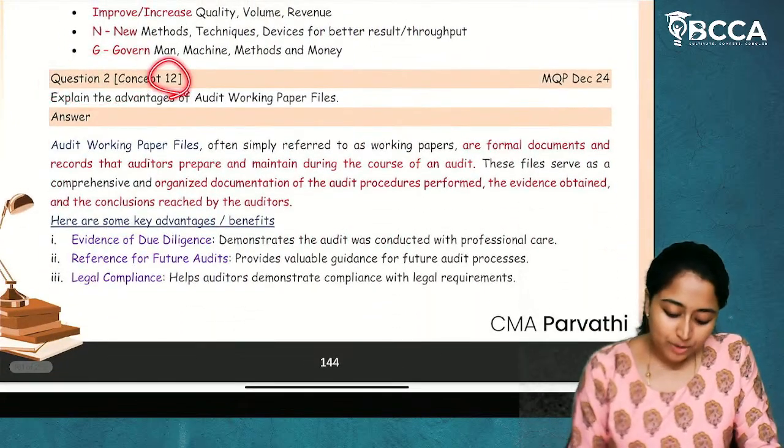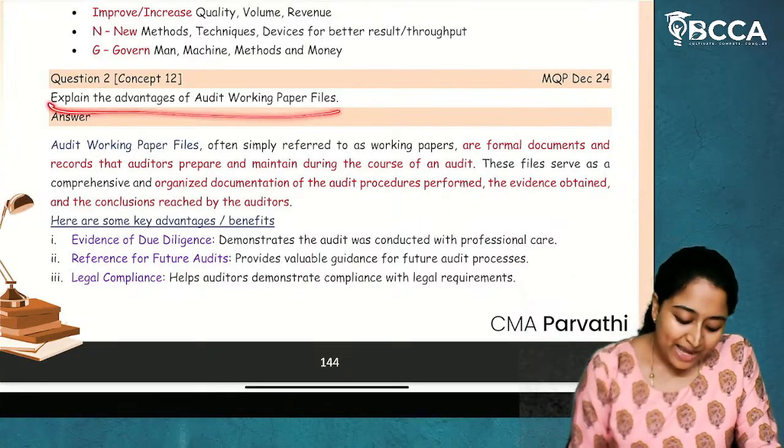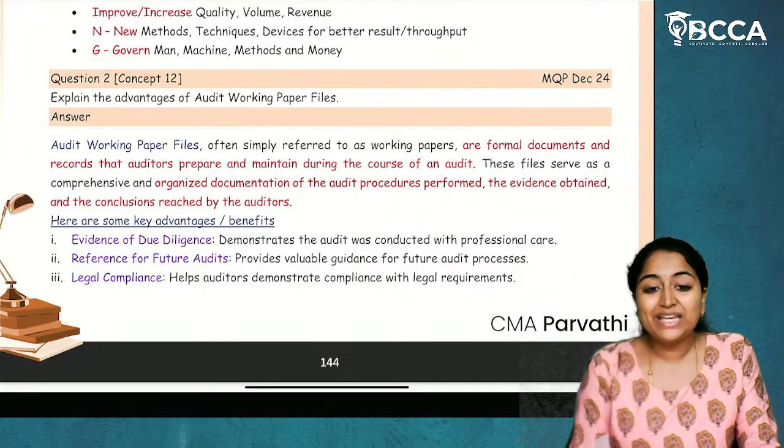Question number 2 from concept number 12. MQP December 2024 attempt. Explain the advantages of audit working papers.